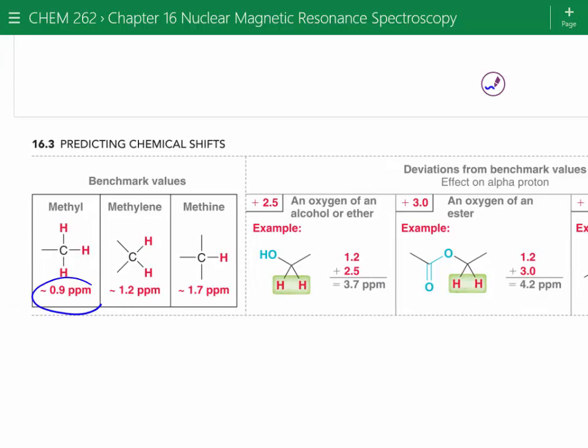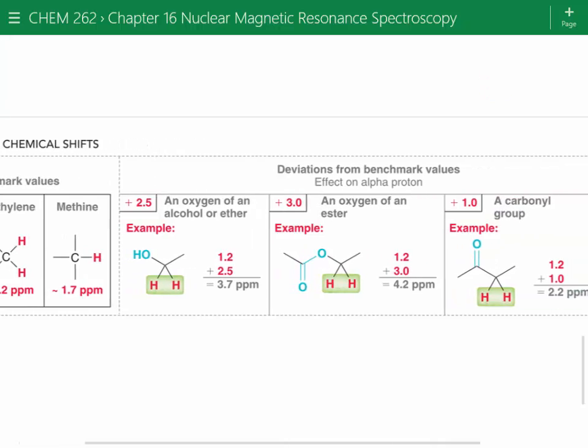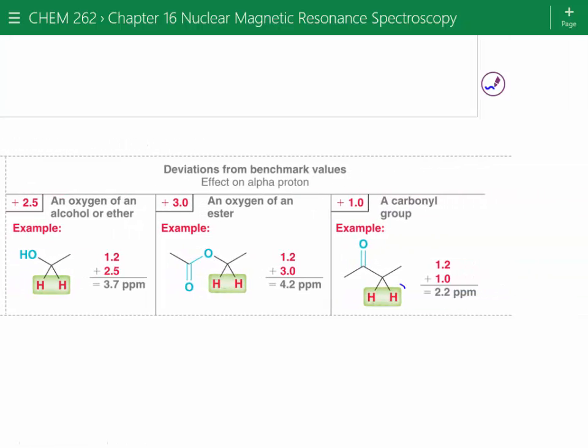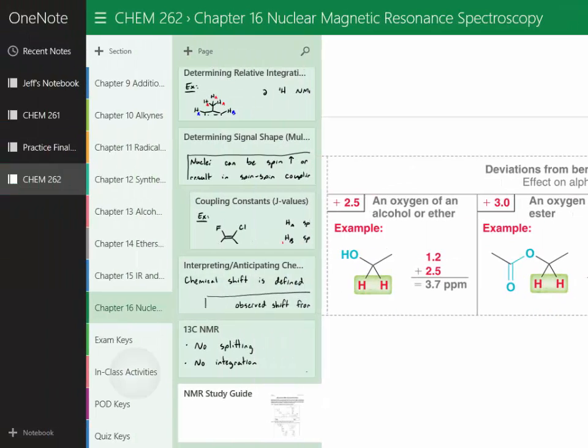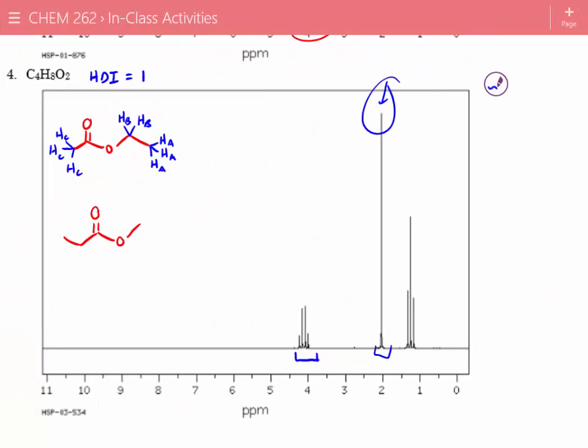All right, we've got a methyl group on there, which has a benchmark value of about 0.9. And then it's right next to a carbonyl group, so we're going to add 1. So 0.9 plus 1 means that it's going to show up around 1.9. So let's go back and take a look at where it's showing up. In this case, it's showing up right at 2. Perfect. So that's good indication that that methyl group could be next to a carbonyl group.